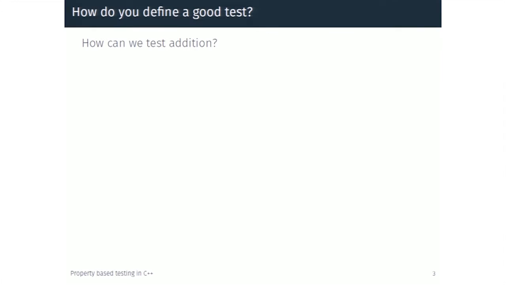So how can we test addition by other means? How can we think about it from another perspective, right? So let's think about its properties. I presume everyone in this room has primary school knowledge and knows the properties of addition, right? There are three of them. We know that addition is commutative, associative, and it has the additive identity property, right?